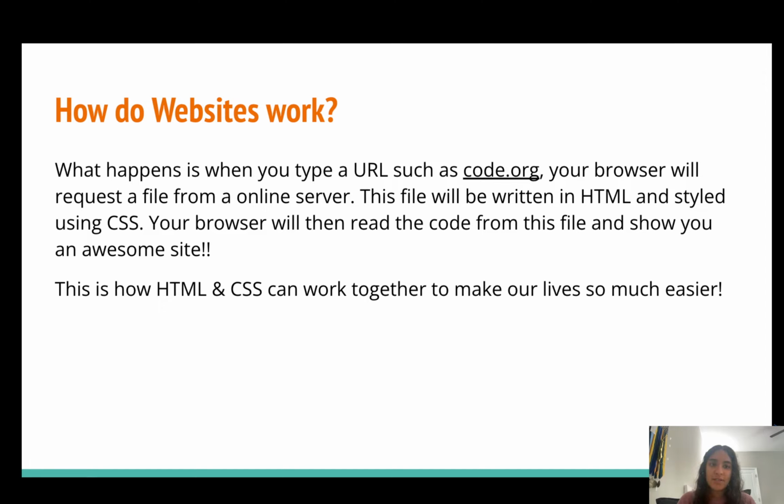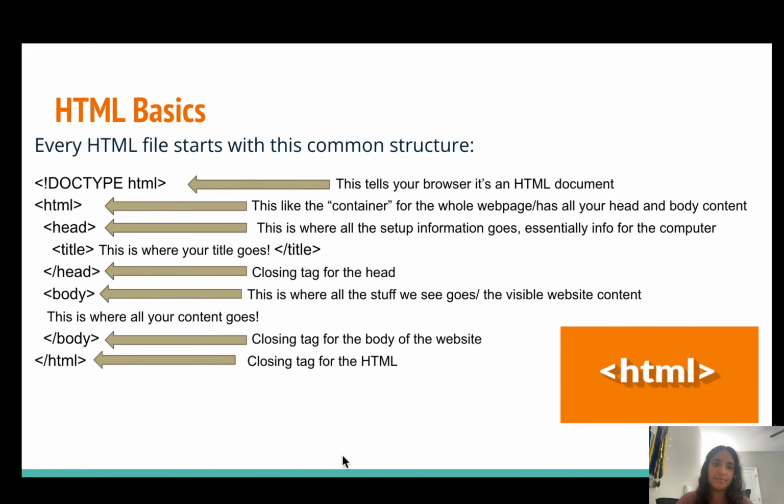So how do websites work? When you type a URL like code.org, your browser will request a file from an online server. This file will be read in HTML and styled using CSS. Your browser will then read the code from the file and show you a site. This explains how HTML and CSS come and play together to make our lives so much easier and display web pages for us.